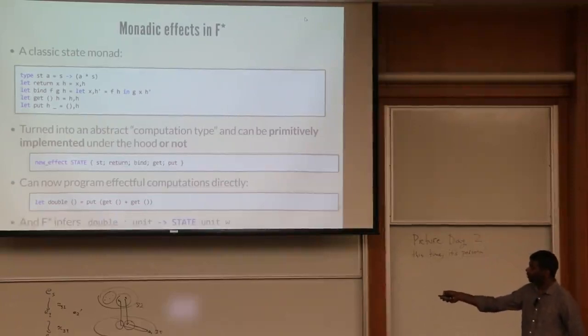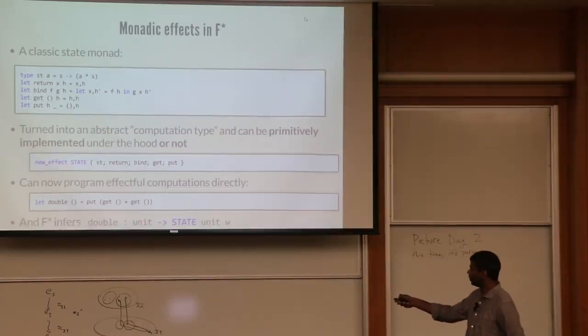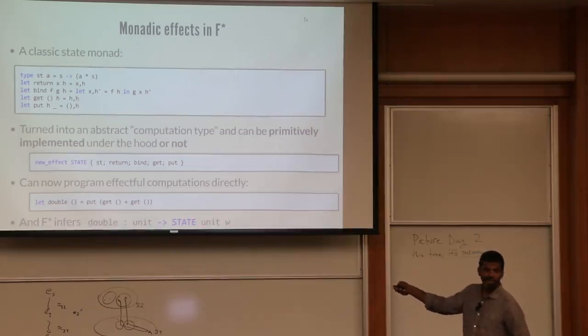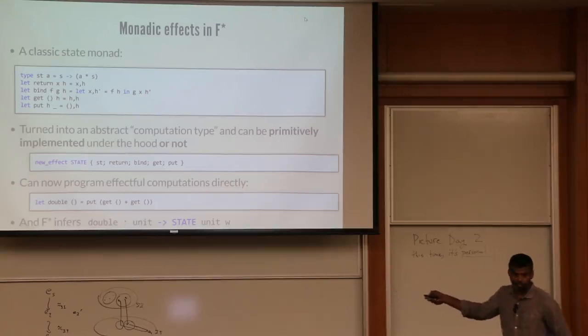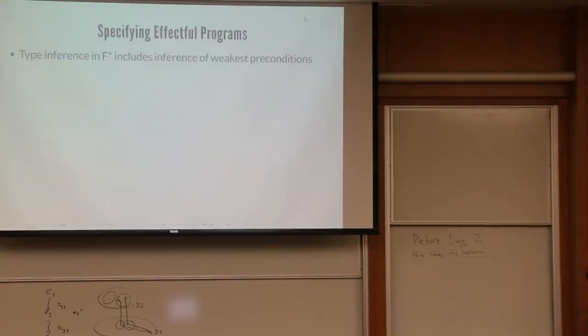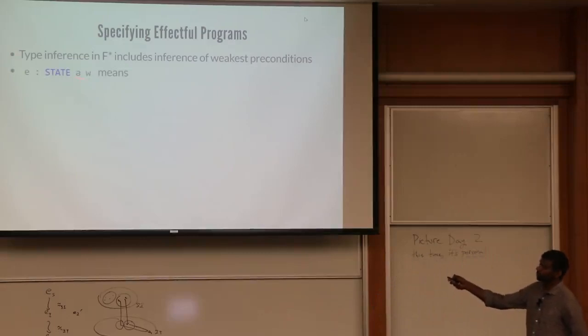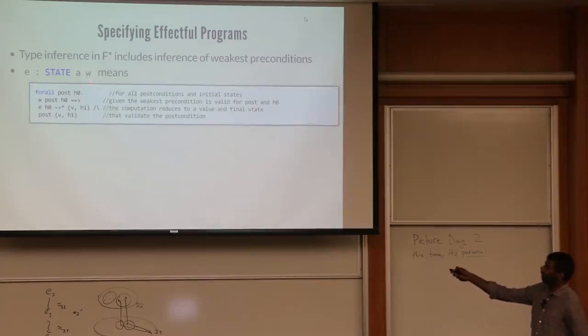And F* is going to infer for this program the type unit, arrow, state, that's this abstract state, unit, and some specification W. I'm going to tell you about this W. So type inference in F* includes inference of weakest preconditions. And when F* infers this typing judgment, what it really means is that W is a weakest precondition predicate transformer that describes the semantics of E.